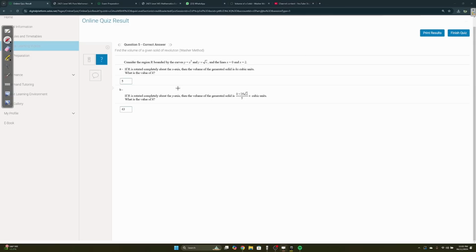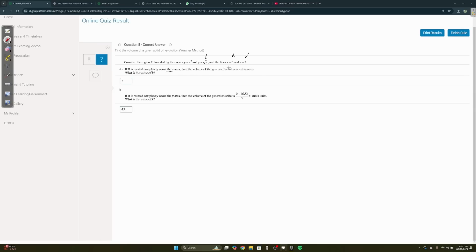Question 5. Consider the region R bounded by the curves y is equal to x squared and y is equal to root x, and the lines x equals 0 and x equals 2. If R is rotated completely about the x-axis, then the volume of the generated solid is k pi cubic units.